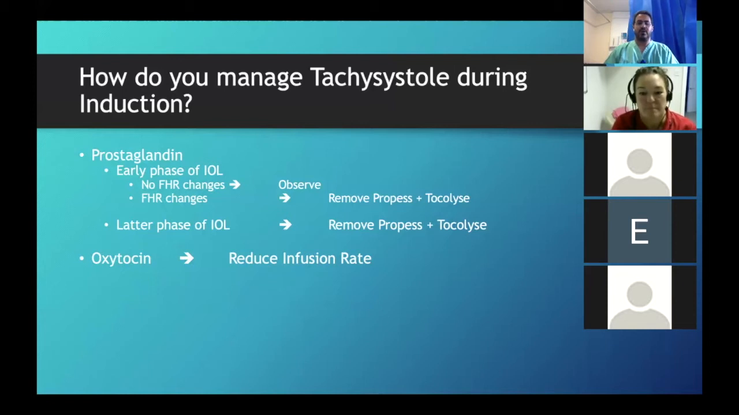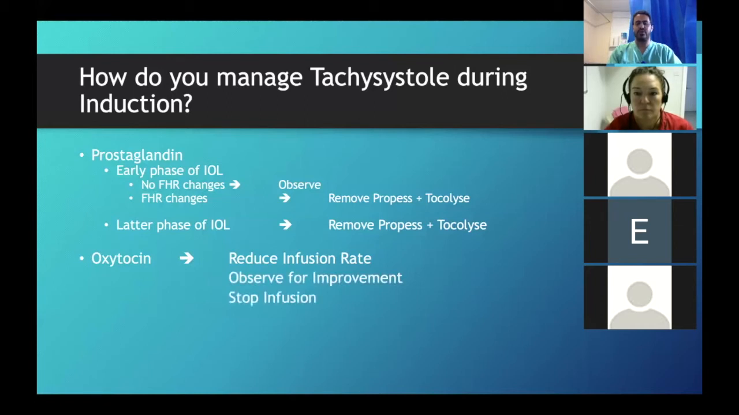Okay. So the next type of stimulation, obviously we said oxytocin has a shorter half-life, it has a shorter efficacy, so it doesn't run for as long. Basically, if you're hyperstimulating with oxytocin, you can reduce the infusion rate. You don't have to completely stop it. If things are not improving, then you obviously have to stop it completely. If it's still not improving, then you need to tocolyse. You won't reach the point of tocolysis with most oxytocin infusions if you stop it in a timely fashion. But it's always there if nothing's working. Does that make sense?